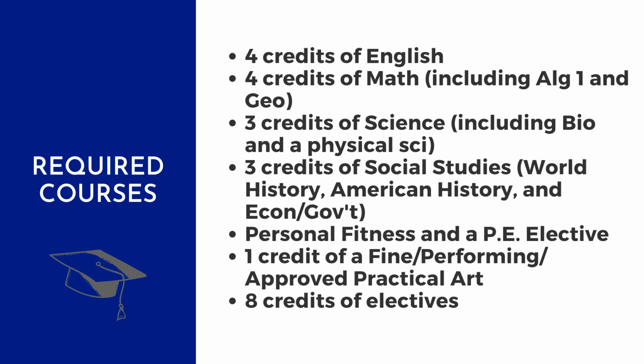You need 4 credits of English, 4 credits of math, including Algebra 1 and geometry, 3 credits of science, including biology and a physical science, 3 credits of social studies, including world history, American history, and economics and government. The PE requirement is a semester of personal fitness and a semester of a PE elective. You need at least 1 credit of an art, and then 8 credits of electives.